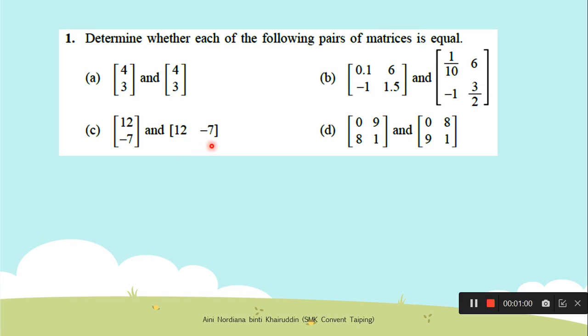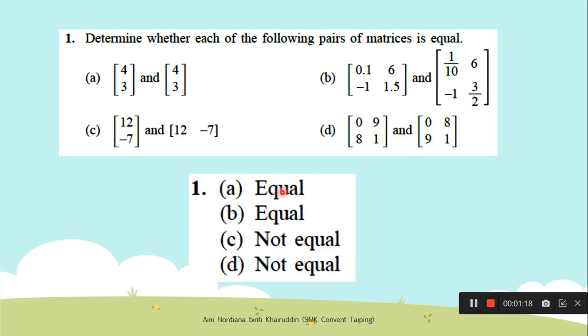dimension also not equal. For D, as you can see, for the first row and second column, here is 9, but for this matrix is 8. So this is not an equal matrix. So this is the answer.